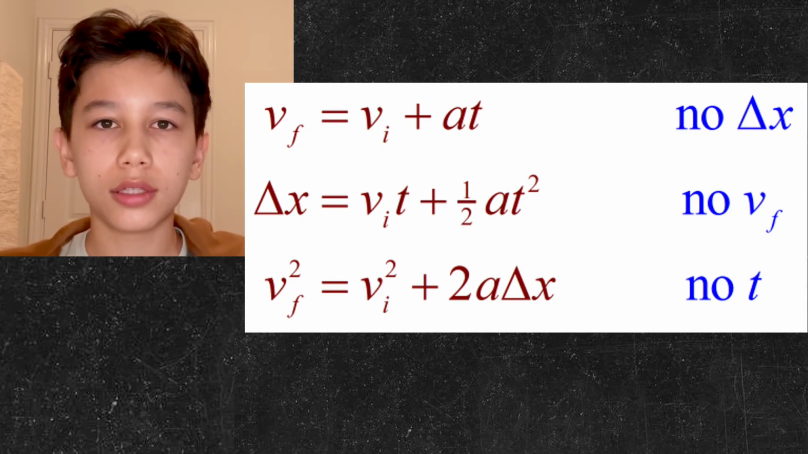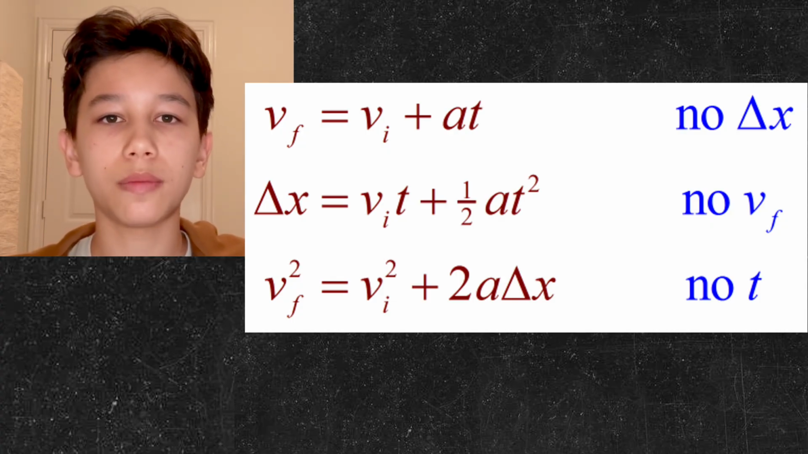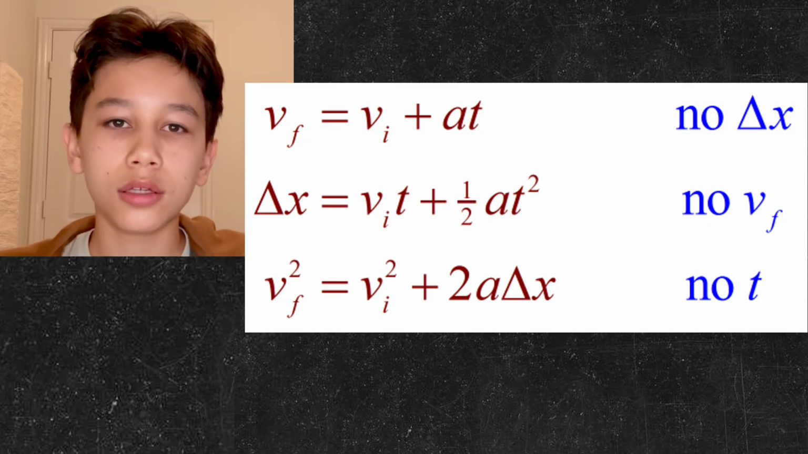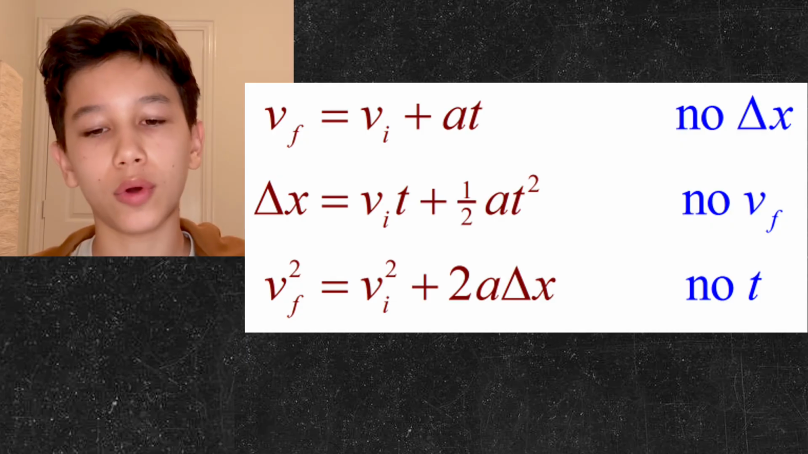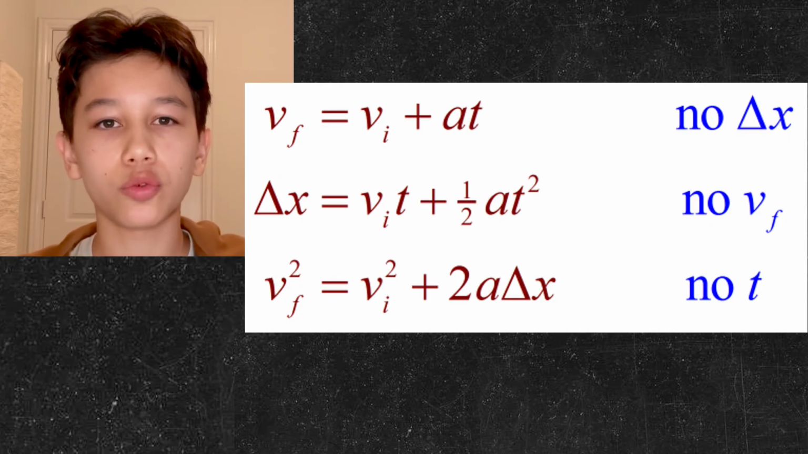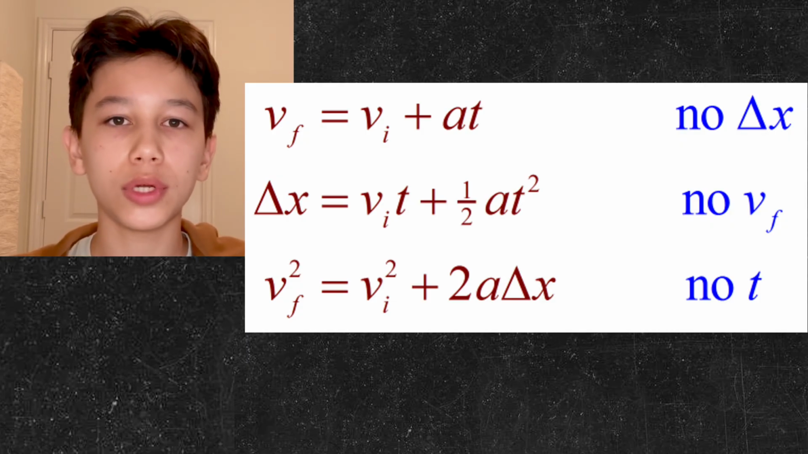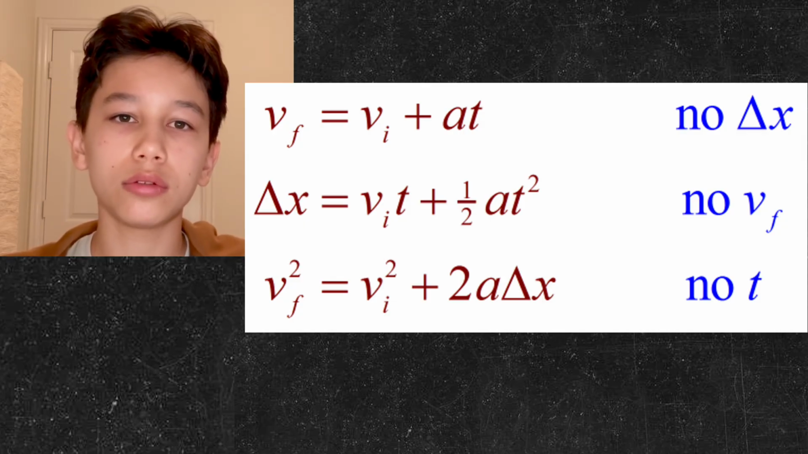So the derivations of all of these equations come directly from calculus, but each equation is useful in its own specific kinematic question. You want to use equation 1 when you want velocity, equation 2 when you want position, and equation 3 when you don't need or care about time.